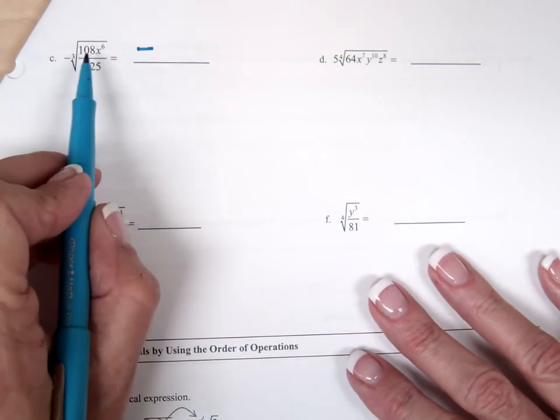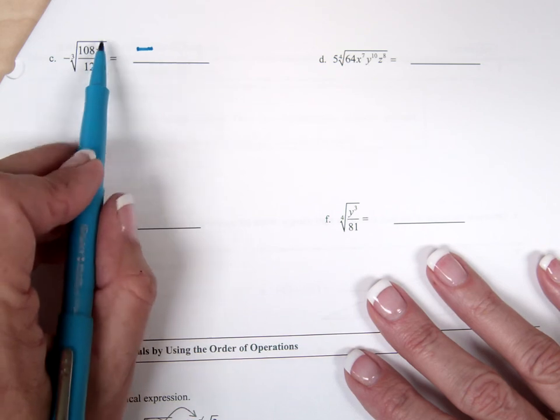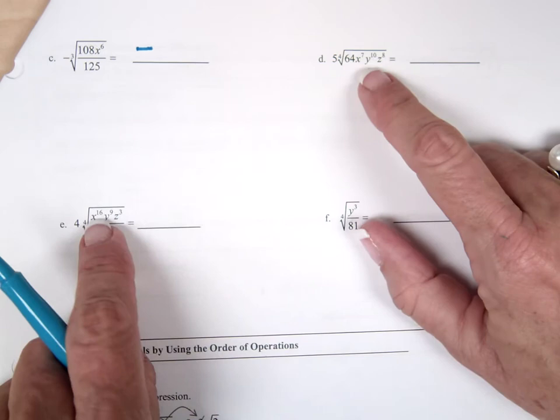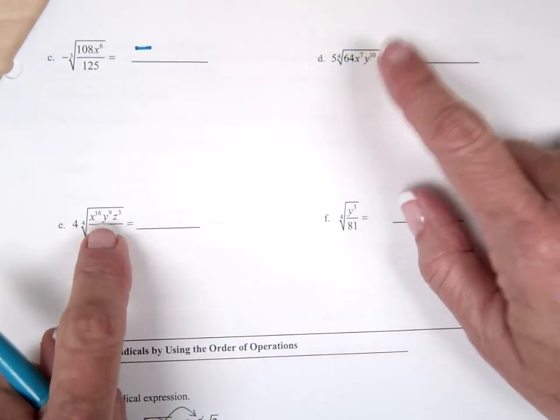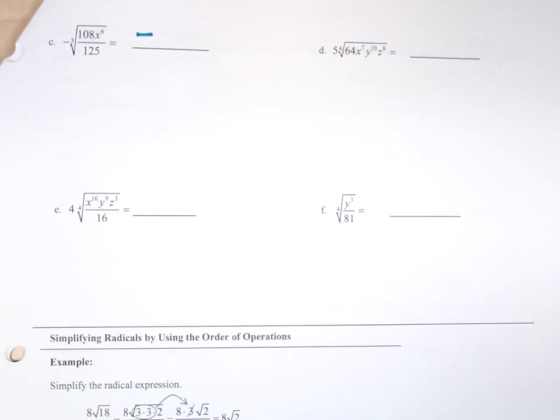So I need to make a tree for 108. I need to make a tree for 125, and then I have 6 x's. And I'm going to make some of these exponents a little smaller, so don't work ahead yet. I want to make these smaller just so we don't have so much writing to do. Okay, so let's go ahead and make a tree for 108 and see what that looks like.